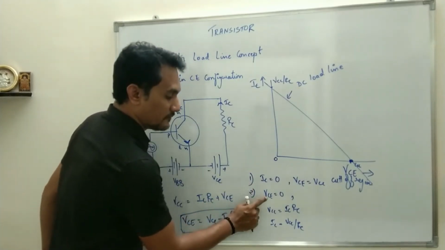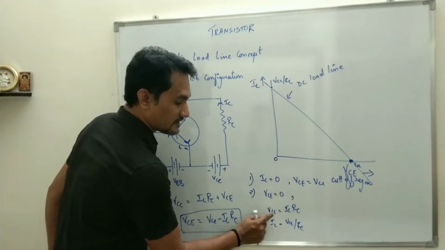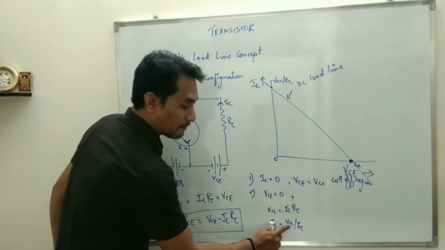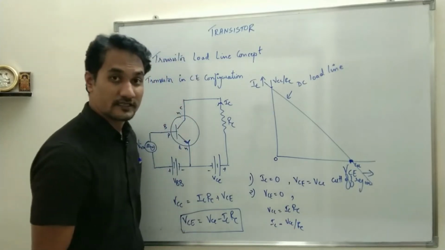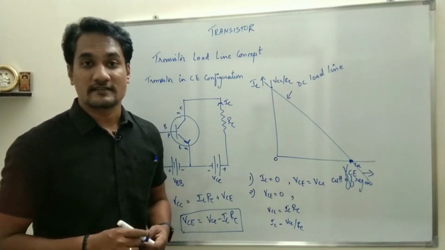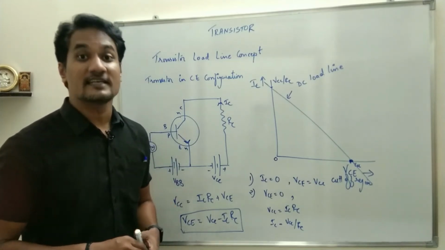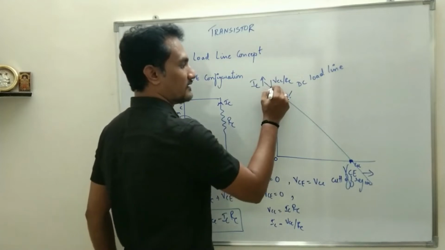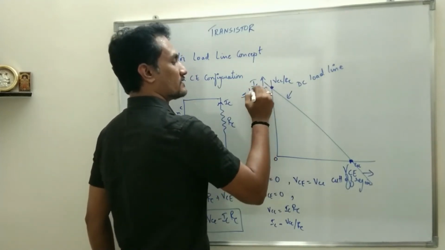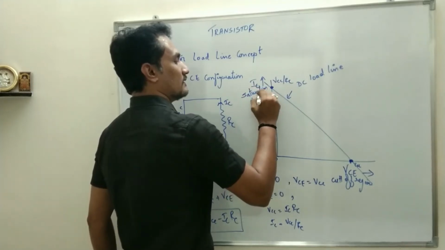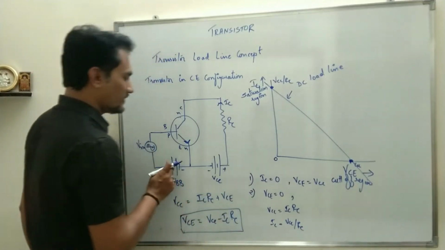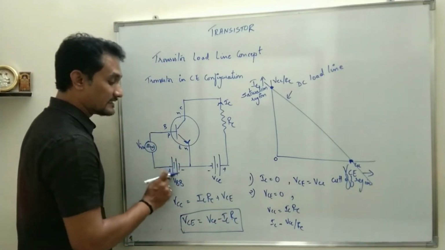Similarly, when we make VC equal to 0, VCC is equal to IC into RC, and IC is equal to VCC upon RC. That is the maximum possible current which will be flowing in the transistor. And when a large amount of current is flowing through the transistor, it is said to be working in the saturation region. So this point is the saturation region.